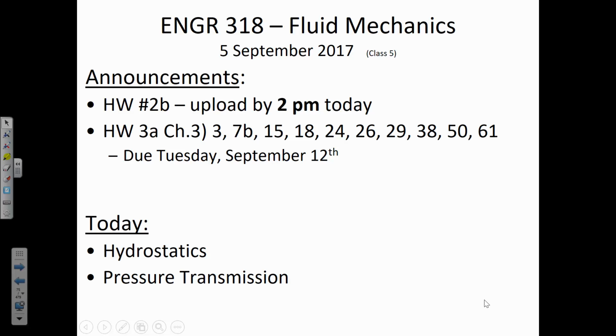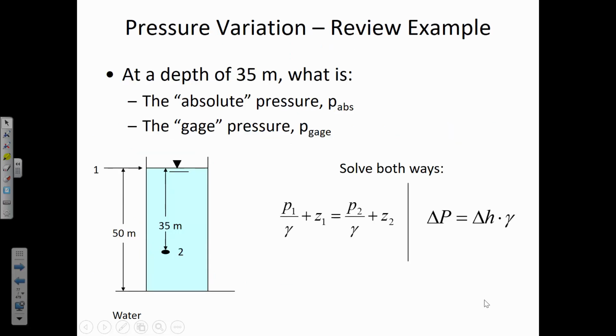Okay, your next homework set is due on Tuesday the 12th of September, so we've got some time to get started on this first stuff related to Chapter 3. If you're following along in the book, we've moved on from fluid properties, which was Chapter 2, and now we're going to be doing the hydrostatic equation, which is the main idea in Chapter 3.